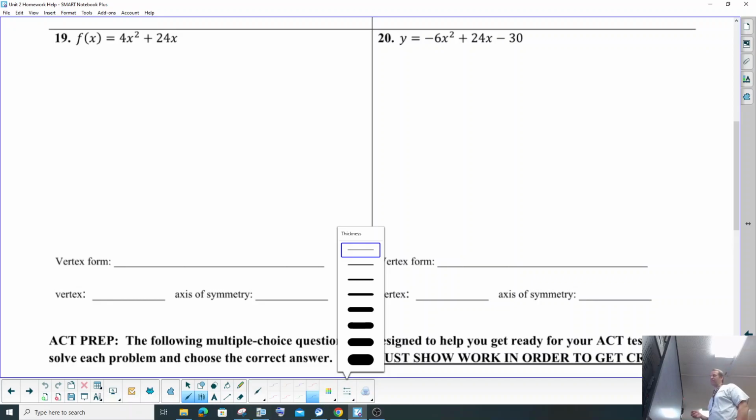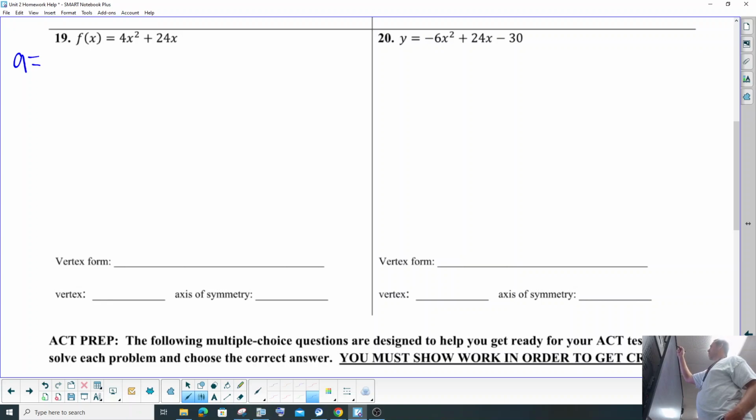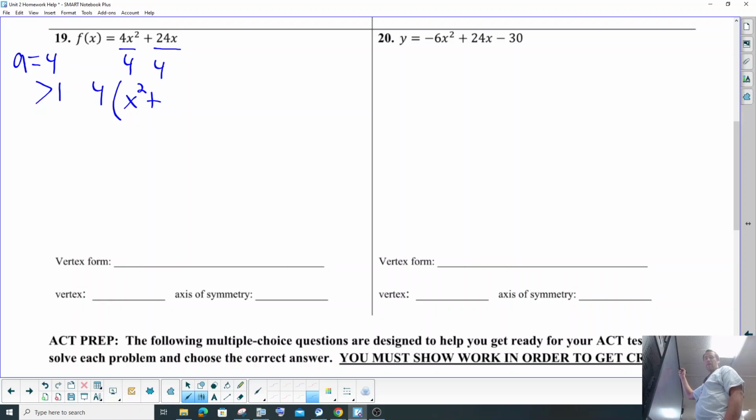So here we have number 19, and so we have 4x squared plus 24x, and so that means your a value is 4, which is greater than 1. And so you have to treat it a little bit differently. What you have to do is pull out the narrowness, pull out the a value. So we're going to go ahead and pull out a 4. And when you pull out a 4, you get x squared plus 24 divided by 4.